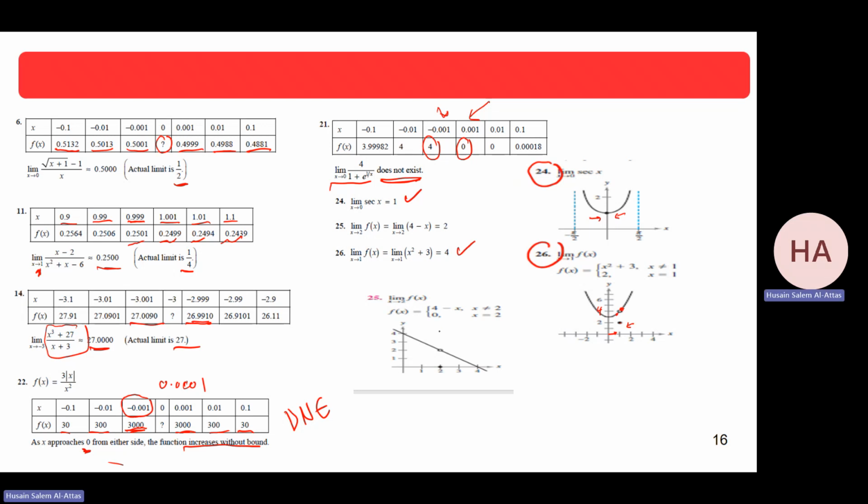This is 25. This is the graph for 25. As I'm approaching 2, from this side, I will be there and there. So I'm approaching 2.